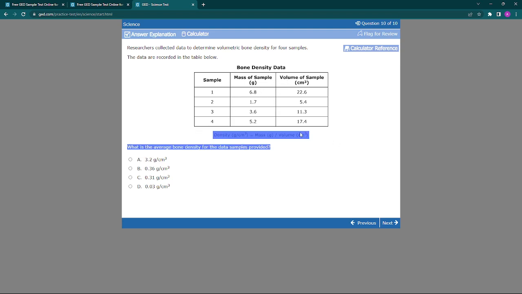And then they give you a formula right here. So what is the average bone density for the data samples provided? All right, so we've got 4 samples, and we have to find the bone density. The density is calculated by the mass divided by the volume. So we have to do this divided by that, and that divided by that, all of that summed up, and then divided by 4.